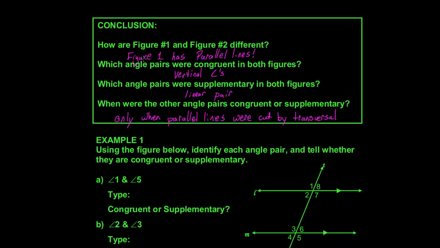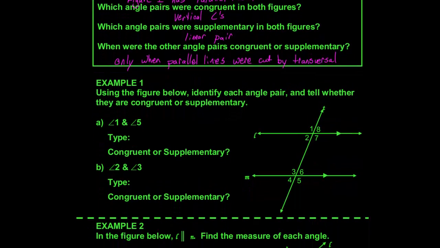Figure 1, the difference was that it had parallel lines. Which had both that were congruent? Well, that's verticals. Verticals will always be congruent. Linear pair will always be supplementary. And when will others possibly be congruent or supplementary? That's only when a set of parallel lines are cut by a transversal will we have that. So let's scroll down here and let's look at our examples.